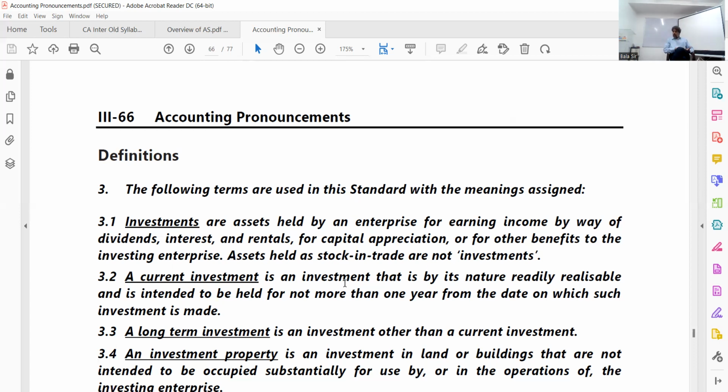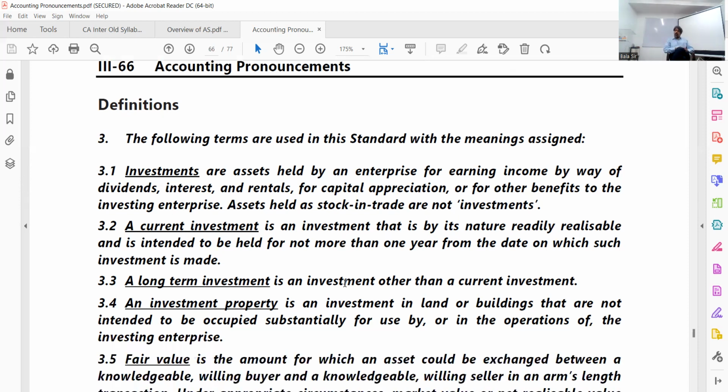So by its nature, readily realizable and is intended, both. And it is intended to be held for not more than 1 year from the date on which such investment is made, from the date on which you buy those investments. You don't hold it for more than what? You have no intention to hold it beyond that 12 months. For two conditions, readily realizable and as an investor, what is the intention? To hold the asset for not more than 12 months.